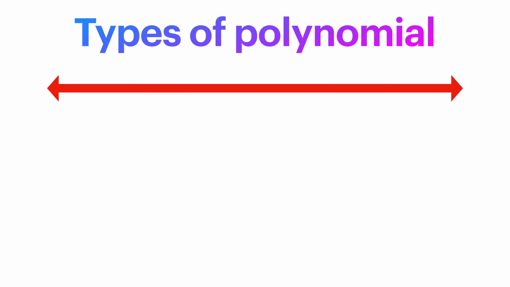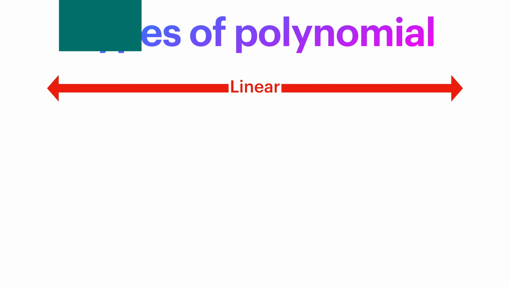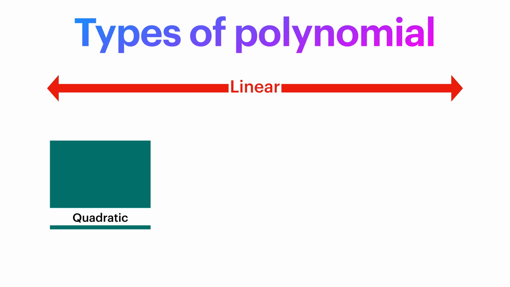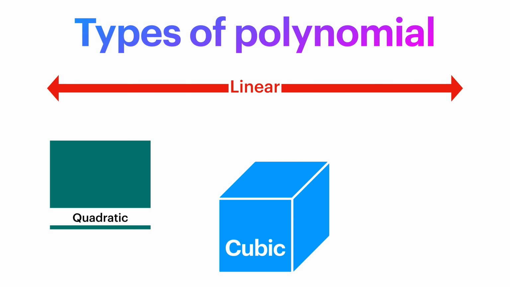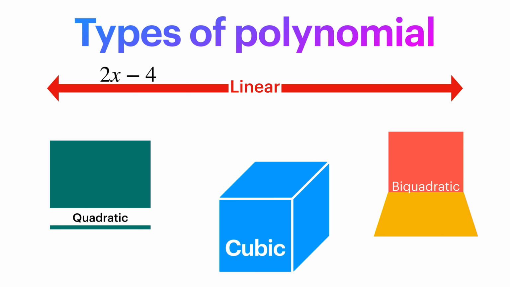Now we can even discuss the type of polynomials according to their shape, as in linear polynomial, quadratic polynomial, cubic polynomial, and then the biquadratic polynomial. You will see that the linear polynomial is represented by an expression like 2x minus 4, whose degree of the variable, that is x, is 1.